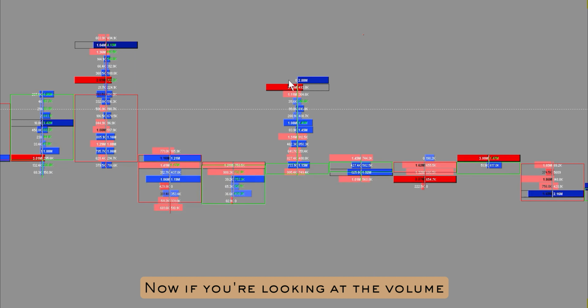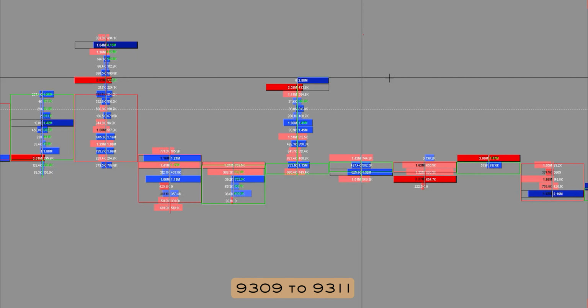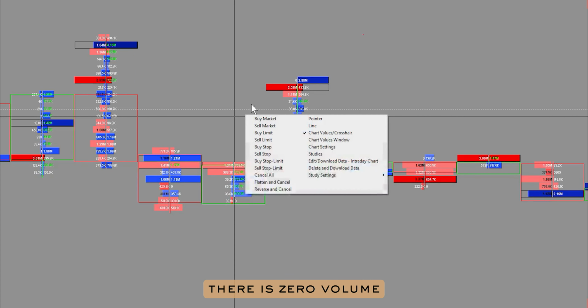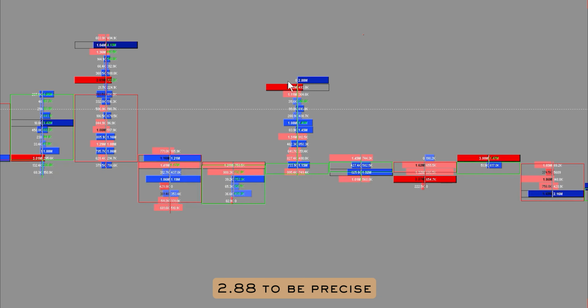Now, if you're looking at the volume across this candle, you're going to look at it at each price level and say, okay, this level right here, let's say for example 9309 to 9311, right around there you could see there is zero volume at the bid, meaning no aggressive selling up here and no passive buying. And there's 2.8 million contracts at the offer, meaning that was an aggressive buy and that this was offered. So there is a passive seller right here. The total volume for this level is roughly 3 million contracts, 2.88 to be precise.